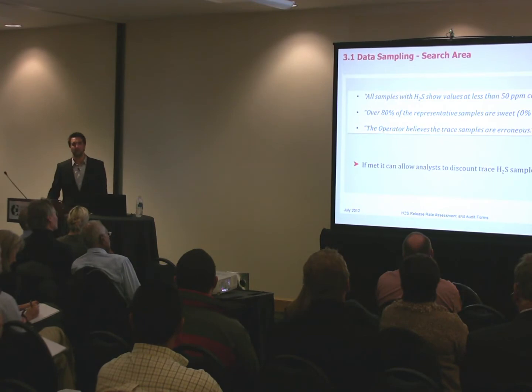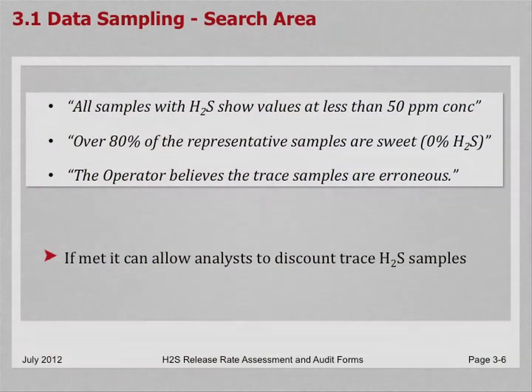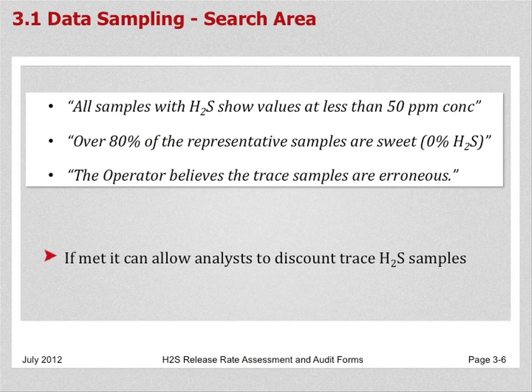If these 3 points are satisfied, you can consider dropping out a trace H2S. If all the samples with H2S show values less than 50 ppm, over 80% of the representative samples are sweet, and the operator does believe that the trace sample is erroneous, you can actually drop that out, according to the CAPP guidelines. So good for them for identifying and addressing this.